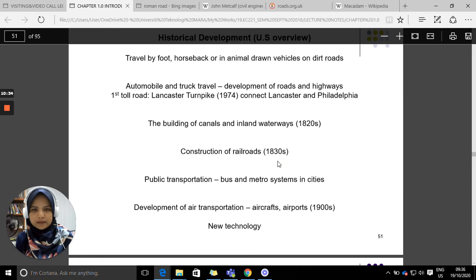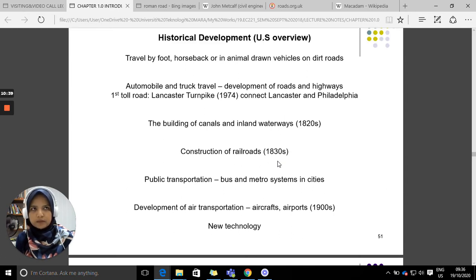Quite early in the 18th century, there were already waterways and also railway systems. Right, public transportation also has been introduced in some of the central cities. And the development of aircraft only came in the 19th century. Right, so there are lots of new technologies that come in between. We have the intelligent transportation system nowadays. Okay, you can look at them.